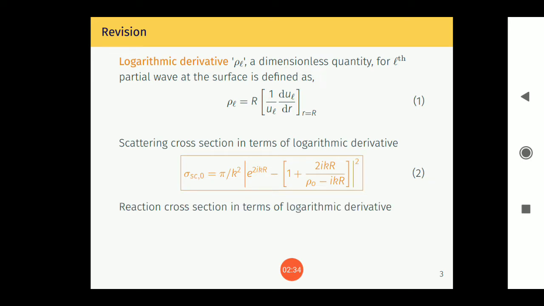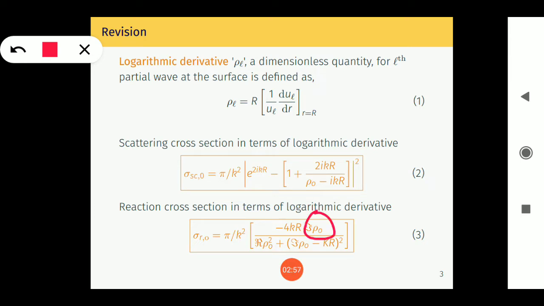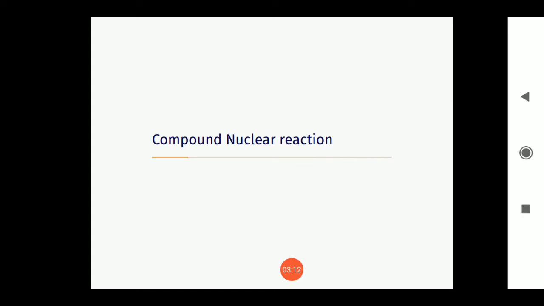Similarly, this reaction cross section can also be expressed in terms of logarithmic derivative, and that expression will be like this: pi by k square times minus 4kR into imaginary part of rho naught divided by the square of real part of rho naught plus imaginary part of rho naught minus kR, whole square. This I here refers to the imaginary part of rho naught, and R here refers to the real part of rho naught. Basically, rho naught, the logarithmic derivative, is a complex quantity. So those two relations are important. We will be using that.